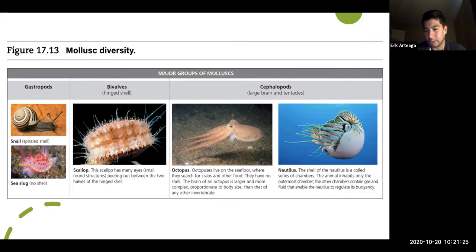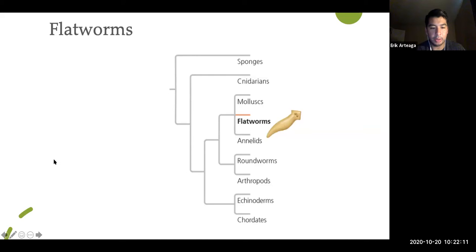Okay. Nautilus. So the shell of a nautilus is a coiled series of chambers. The animal inhabits only the outermost chamber. The other chambers contain gas and fluid that enable the nautilus to regulate its buoyancy. Okay. And you've probably seen these too. They kind of float and they move by, what is it, they have like a suction and pressure system. They suck in water and they push it out, and it's like a nice fluid movement that they have. Okay. They don't use these tentacles for swimming. They use them more for directional control. Okay. So interesting organisms there.